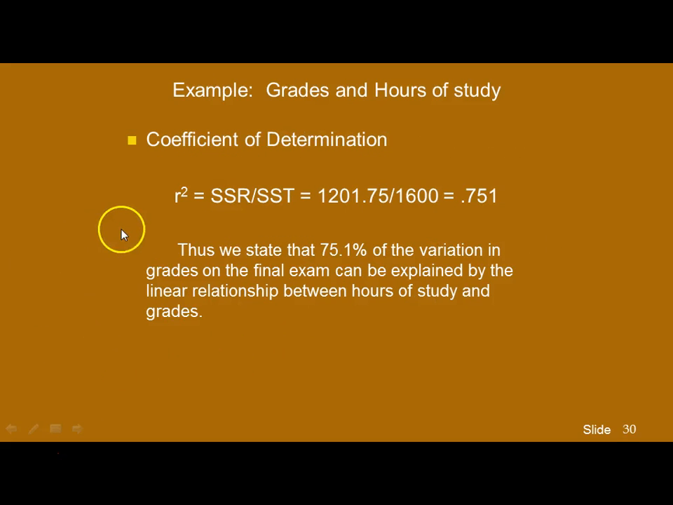Then, how do you calculate R squared? You just take the ratio SSR over SST. 1201.75 over 1600 is 0.751. This is how we interpret it. Remember, SST is what we call the total variation. SSR is the explained variation. So basically, we have the ratio of the explained to the total, or we'll say that 75.1% of the variation in grades on the final exam can be explained by the linear relationship between hours of study and grades.